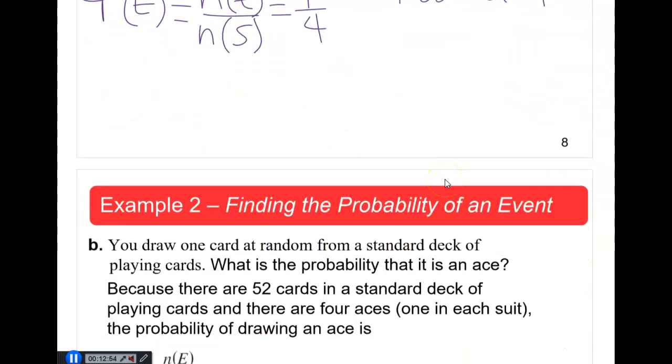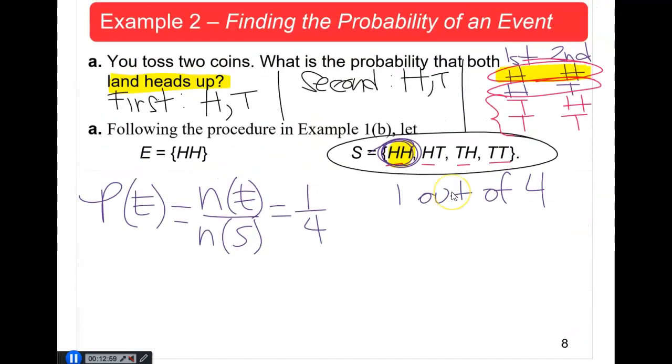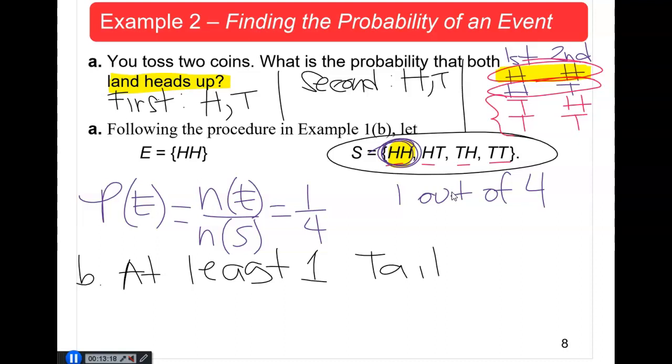So let's look at the next problem, which talks about something else. I want to give you an extra question here. What is the probability to get at least 1 tail? Okay, so the probability that you could get at least 1 tail.